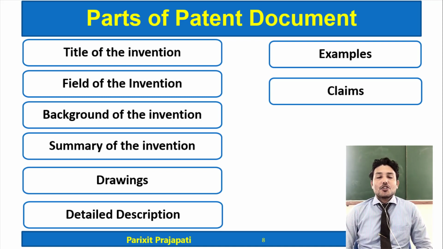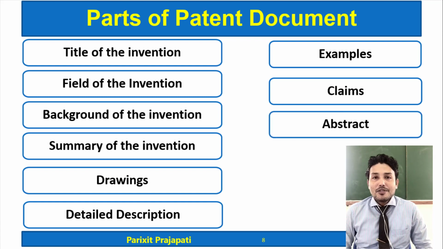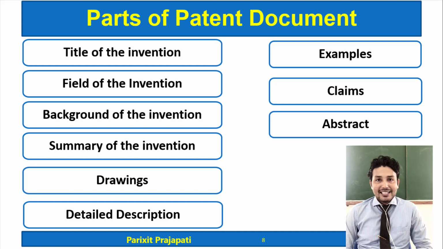So these are the parts of the patent document in brief: title of the invention, field of the invention, background of the invention, summary of the invention, drawings, detailed description, some examples to perform the invention, and claims. Then abstract, that we have already discussed on the first page of the patent document. So this was in brief about the parts of the patent document.